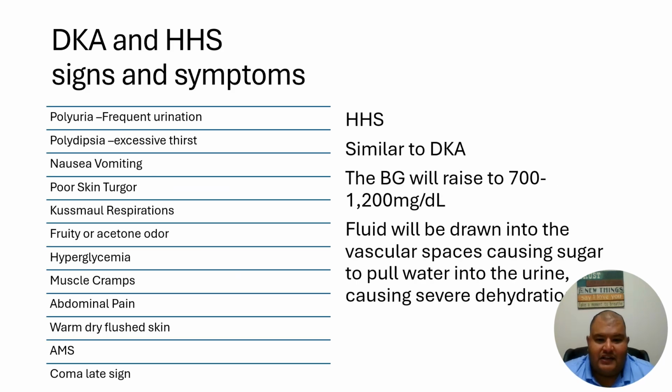So HHS is similar to DKA. The only difference is that the sugar levels are extremely higher, and the frequent urination is going to cause severe dehydration, therefore causing the hyperosmolar effect.